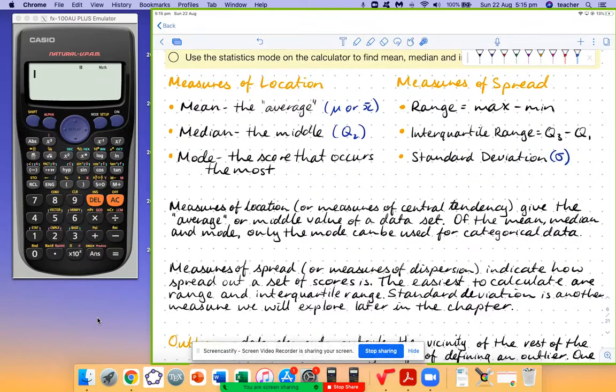And the last one that we use for measures of spread is standard deviation. This one we're going to do in a lot more detail a little bit later, so we're just going to hold on to that thought for now, but that's another measure of how spread out some scores are.